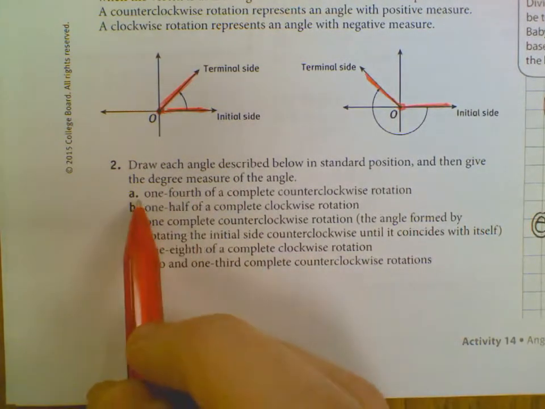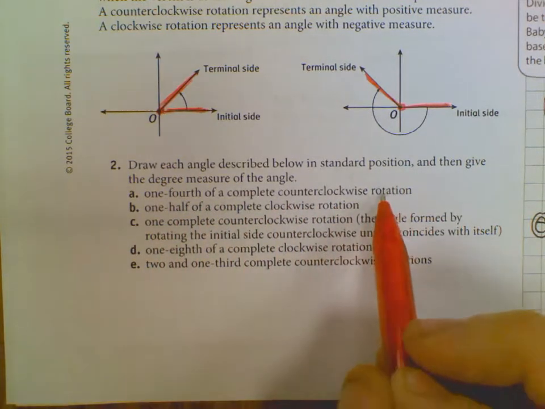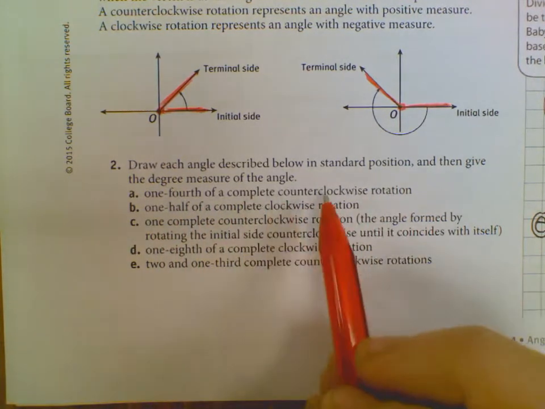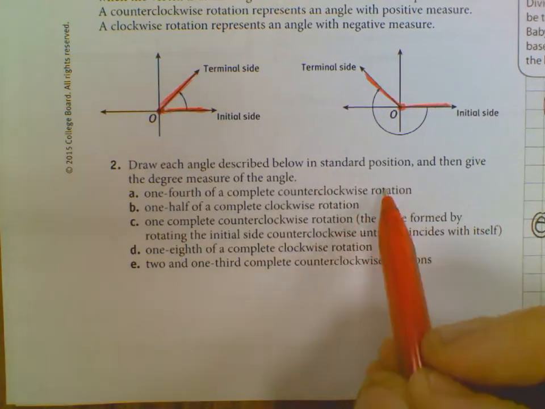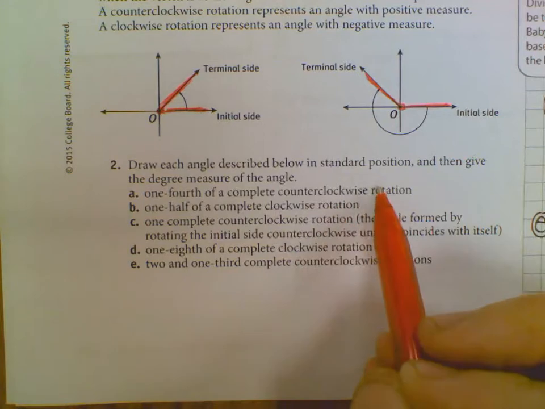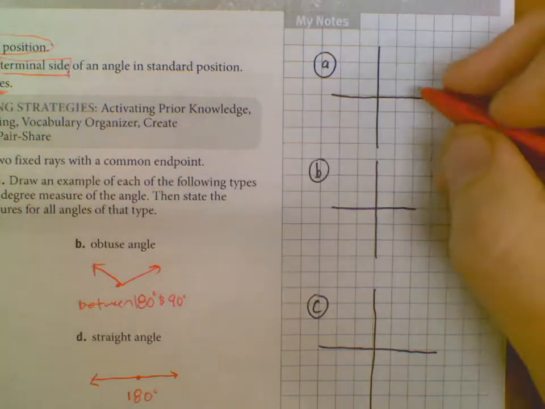Here we go. 2a is 1/4 of a complete counterclockwise rotation. Complete counterclockwise rotation, that'd be like one entire time around, right? Now counterclockwise, is that when I go this way? Yeah, that's when I go this way. So counterclockwise rotation. I went ahead and drew these over here, so I'm going to come up here to do this. Again, it said 1/4 of a complete counterclockwise.